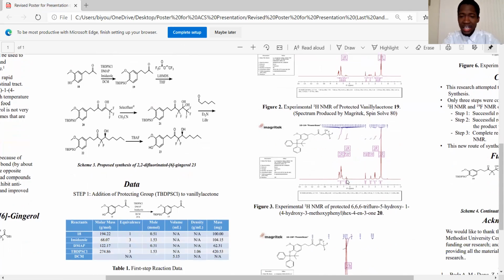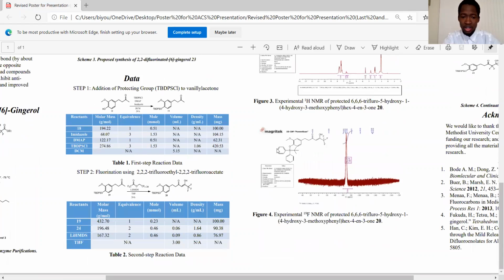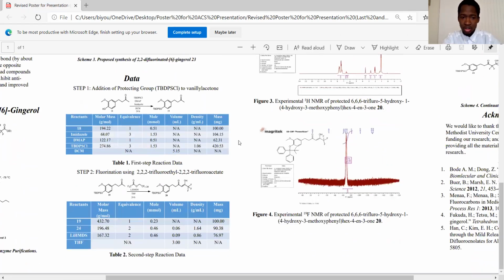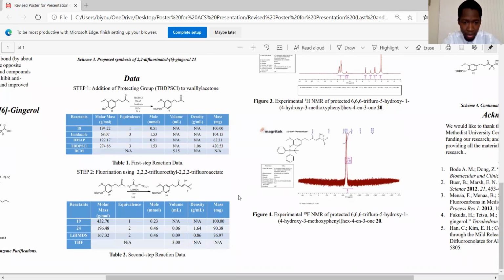So coming back now to the actual NMR spectrum of my second product. This spectrum is the NMR spectrum for this product right here. That's the NMR spectrum, which is compound number 20.